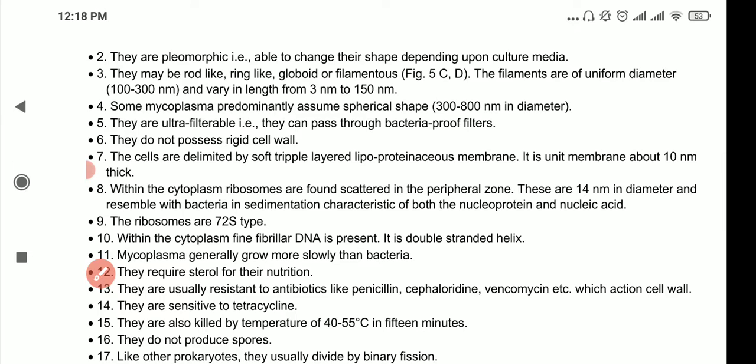They do not have a rigid cell wall. They are triple layered lipoprotein, so they have fat and protein in their cells.